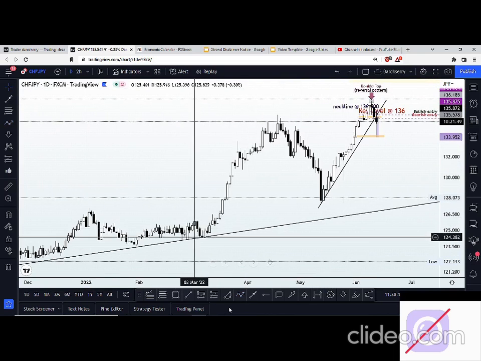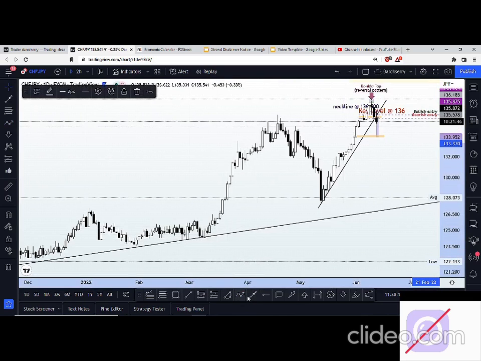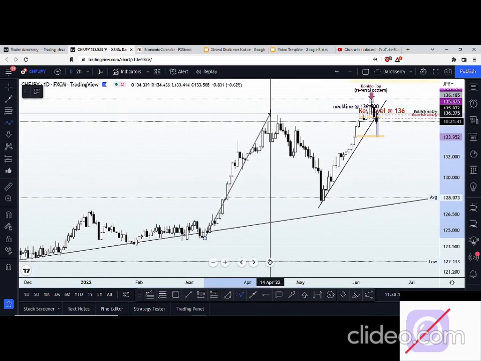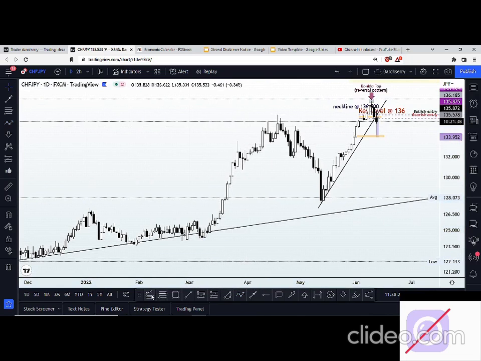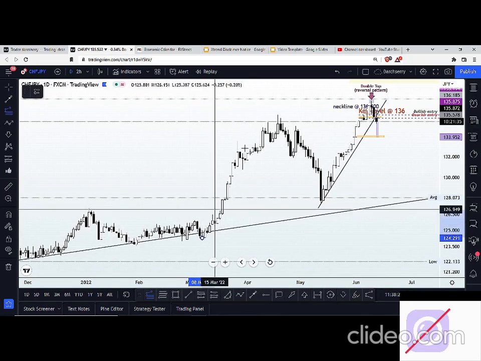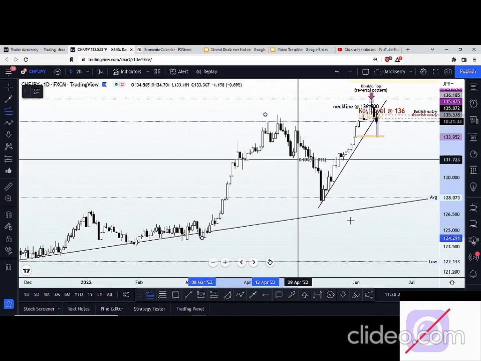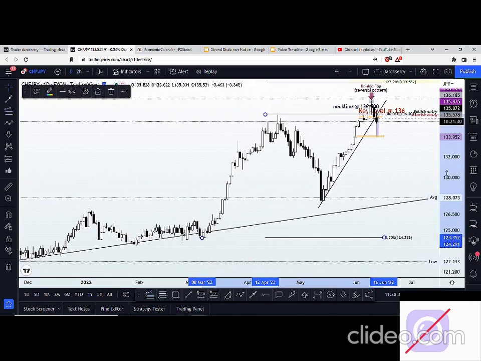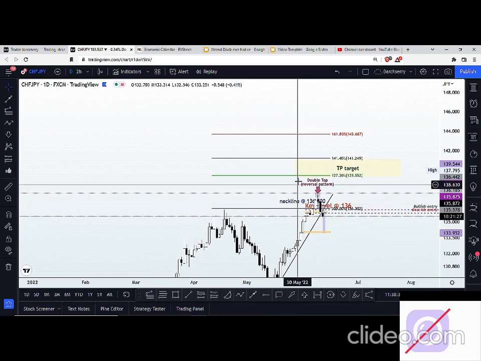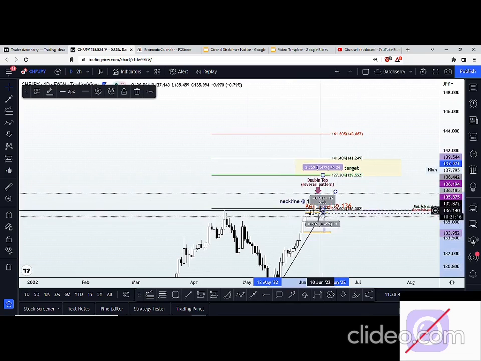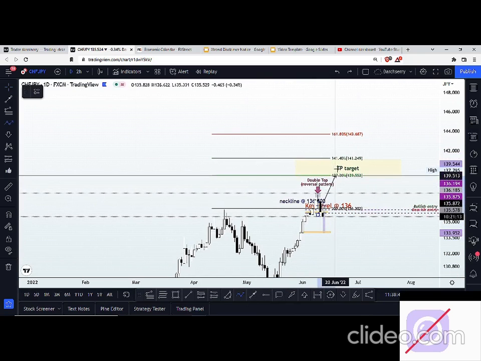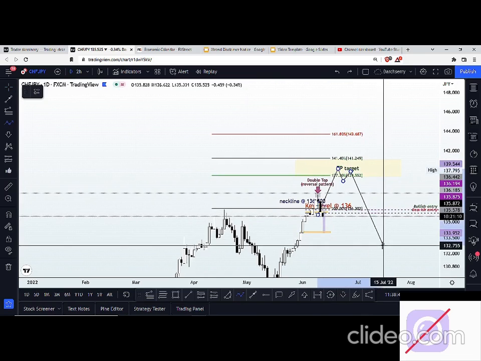Because if we look at this impulse leg, and we project it into the future using our Fibonacci extension tool, and we aim at a 127.2% of that impulse leg, definitely from a technical perspective, we're expecting price to culminate at 127.2% of that extension, which falls around 139.500 Japanese yen before we start seeing the decline in price action.